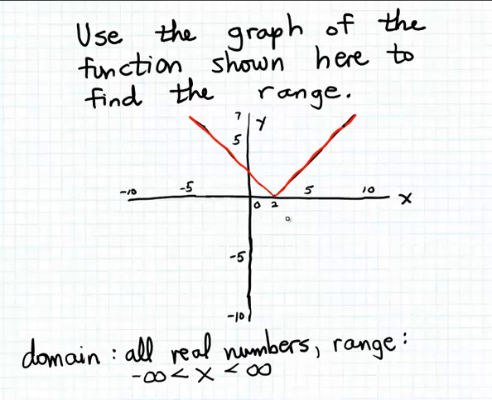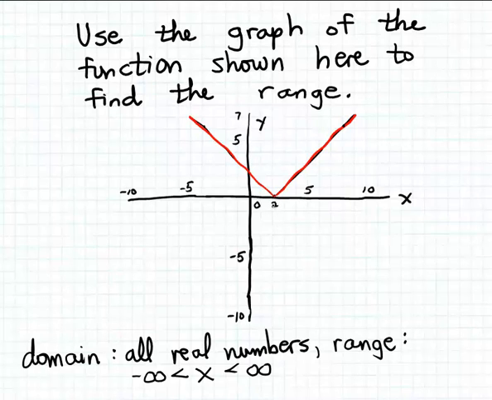Okay, in our last example, we wrote down the domain of this function represented by this V-shaped graph. And we discovered that the domain of this function is all real numbers. So in this example, we want to write down the range of the same function. This is our third example of writing down the range of a function represented by a graph.